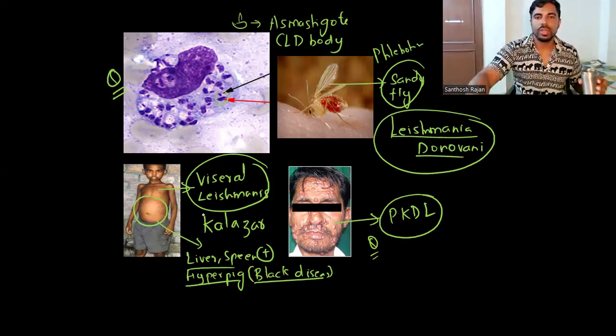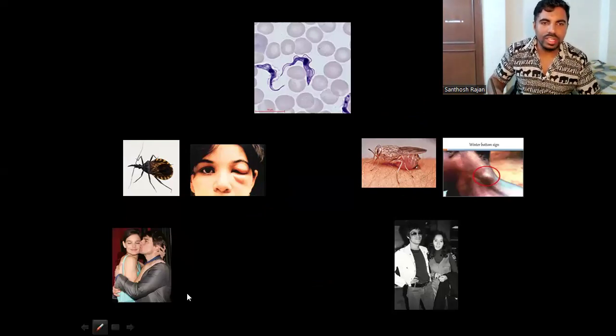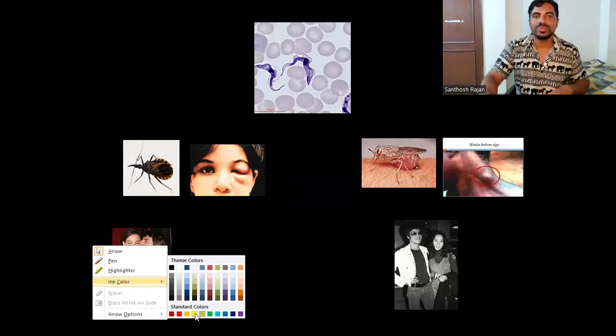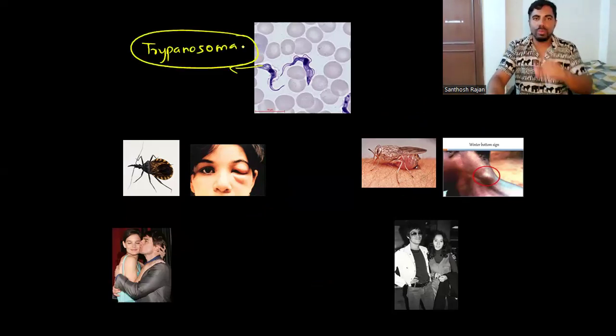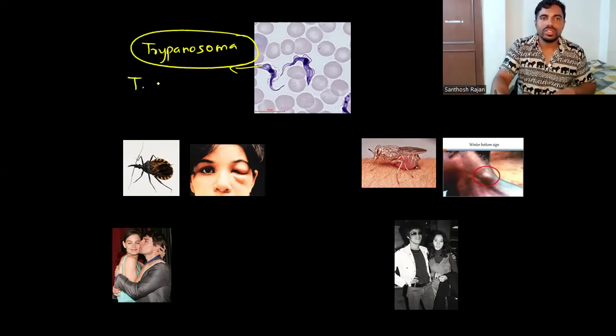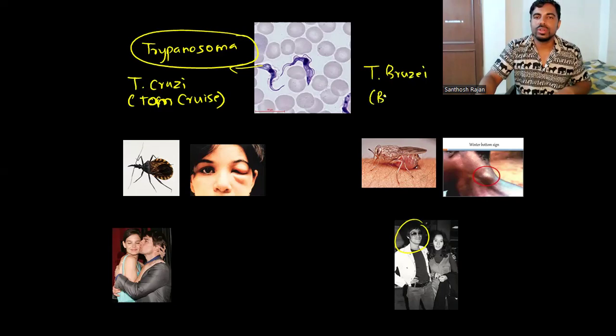Now we finished the leishmaniasis. Now look at this. For a long time they didn't ask, but if you see anything like this, very fashionable, this is called Trypanosoma. When Trypanosoma comes, only two beautiful people you have to remember. One is Trypanosoma cruzi. I simply call it Tom Cruise. Look at this guy on this side. This is Bruce Lee. This is Trypanosoma brucei. Cruzi and Brucei.